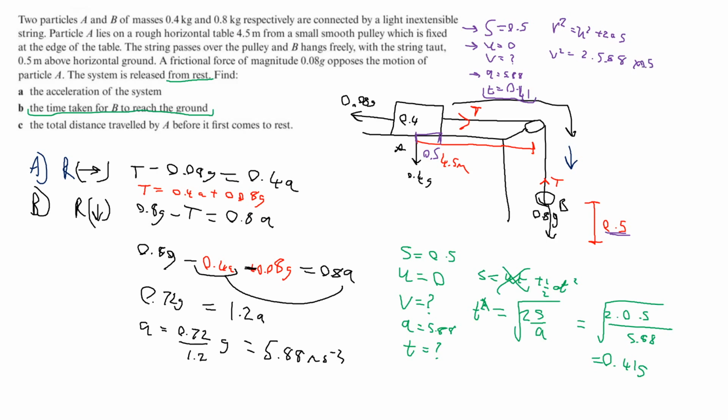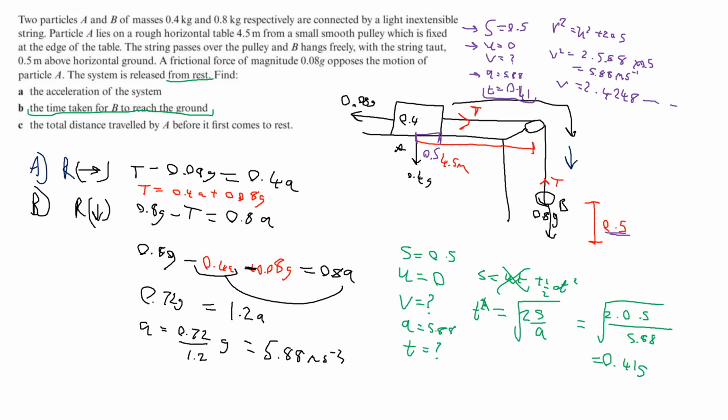Anyways, v squared will be just 2 times 5.88 times 0.5, which is simply going to be equal to, and if you could plug that in, that would be great, 5.88 meters per second squared. Okay? So the square root is just going to be 2.4248. Yeah, you get the idea.